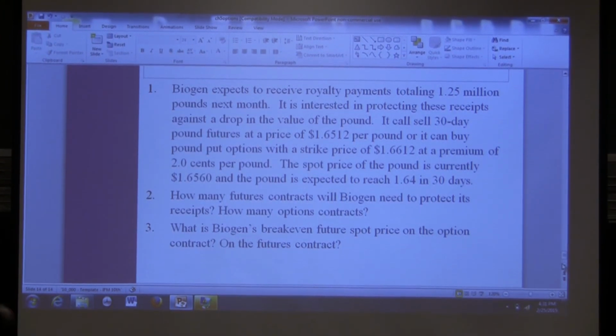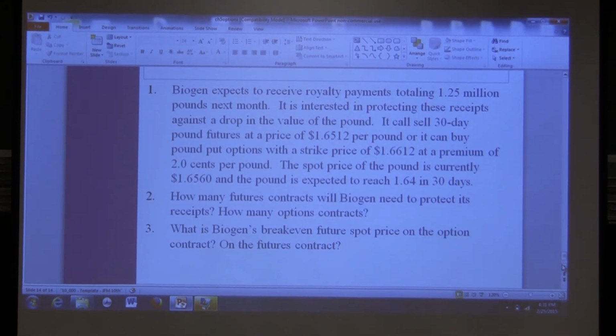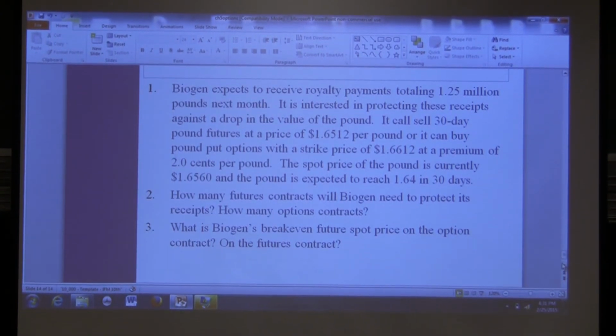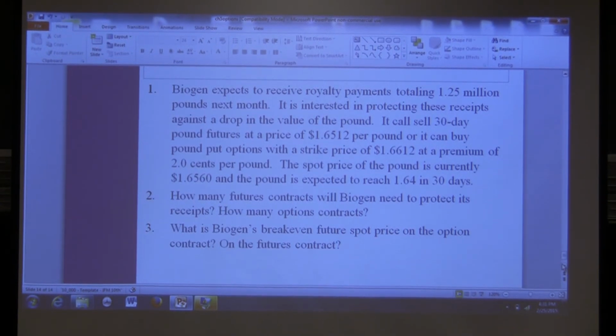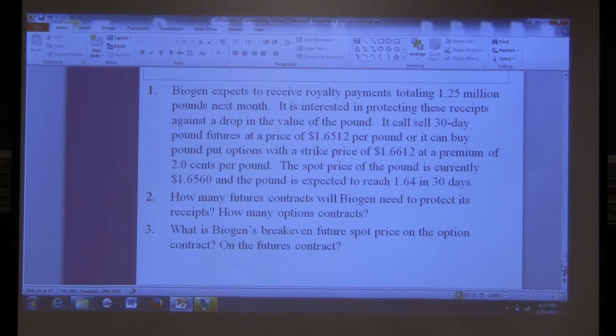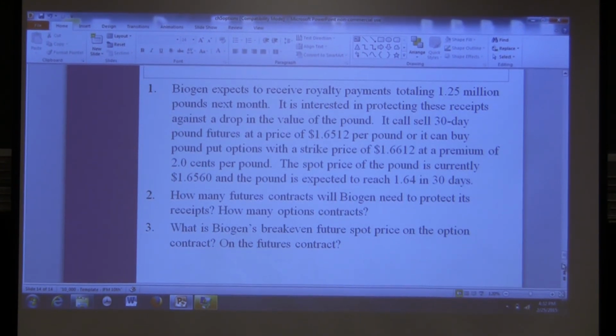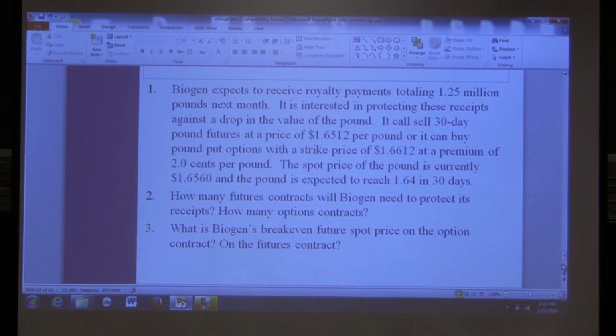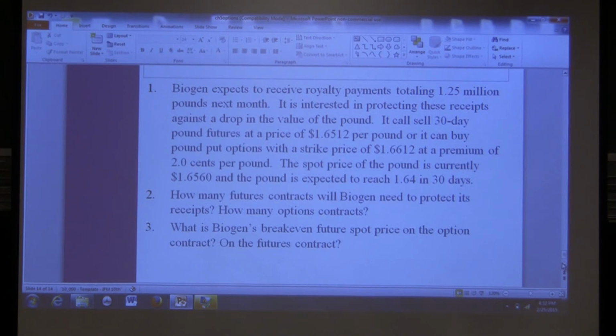So what we see here is that as the exchange rate goes up, buying the call option gives you the same payoffs as the futures contract, minus the call premium. So basically here, you pay 2 cents, you're going to be below the performance of the futures contract by the 2 cents. Okay? Now what happens at 1.6512? At 1.6512, okay, you will be down by 2 cents. Okay?